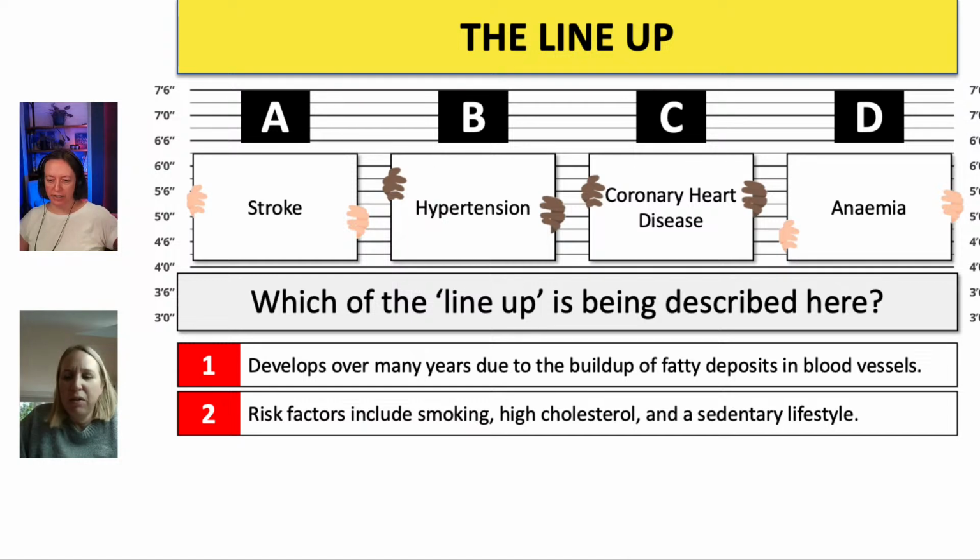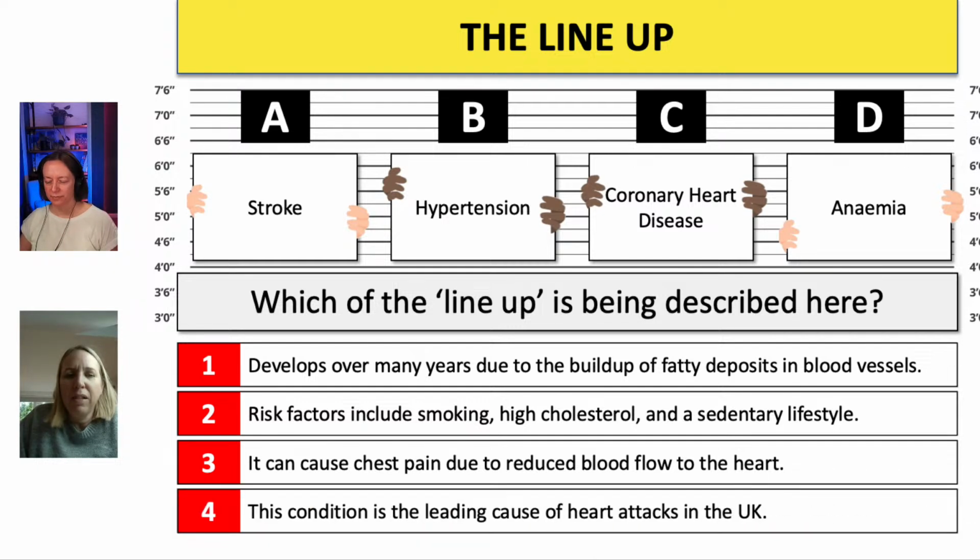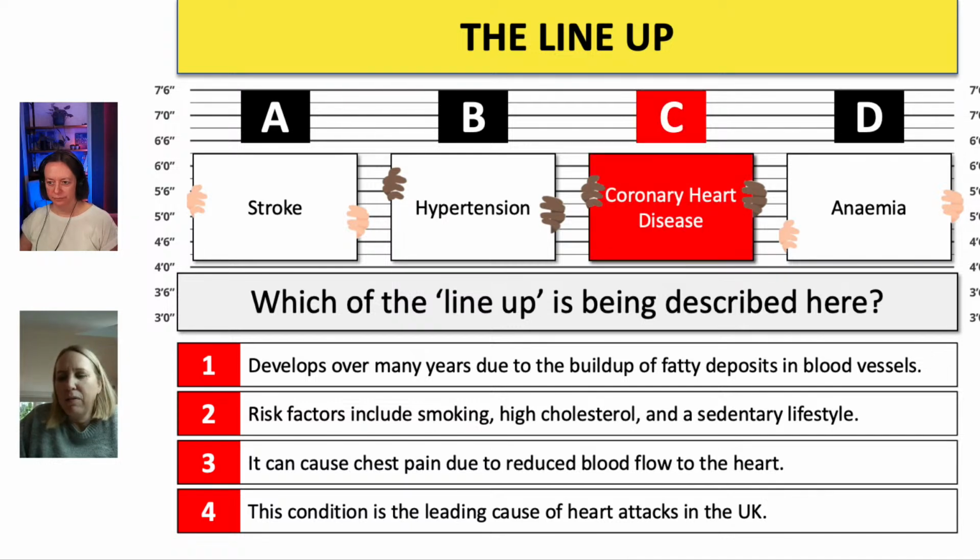Shall we give her another clue? Yeah, another clue and see where we are. It can cause chest pain due to reduced blood flow to the heart. So I'm feeling like Sophia might be on the right track here. I think so. Final clue. This condition is the leading cause of heart attacks in the UK. And I think we'll give Sophia a round of applause for getting coronary heart disease very early on.